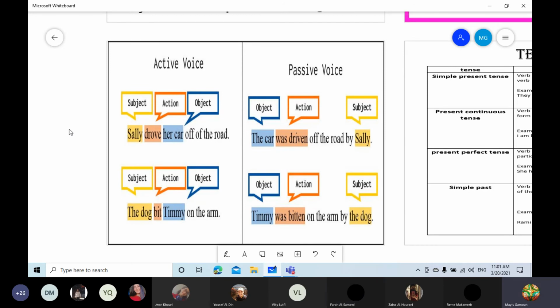Let's go to Layth. Yes, teacher. The dog bit Timmy on the arm. Timmy was bitten on the arm by the dog. The dog in active voice is the subject. In passive voice, the dog is the object. Bit in active voice is verb one, base verb. In passive voice, it becomes past participle. So our new sentence will be Timmy was bitten on the arm by the dog. Thank you, dears.